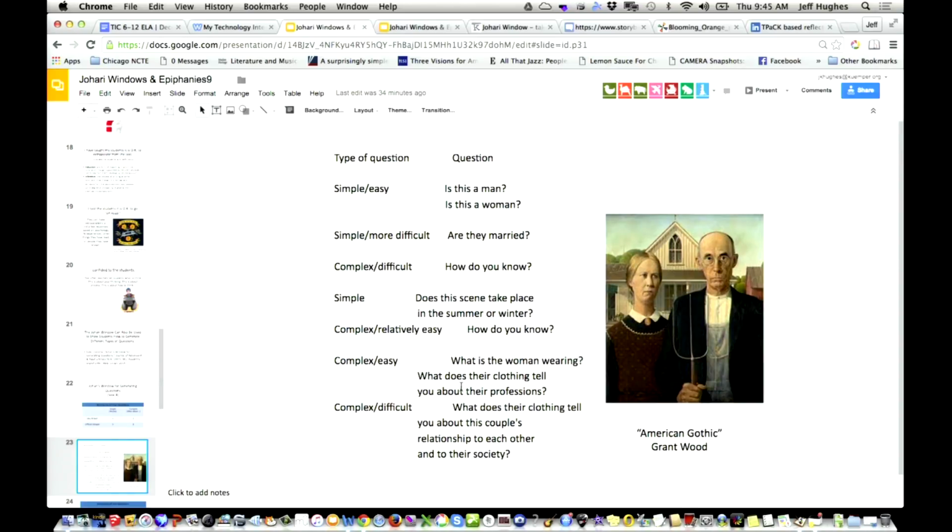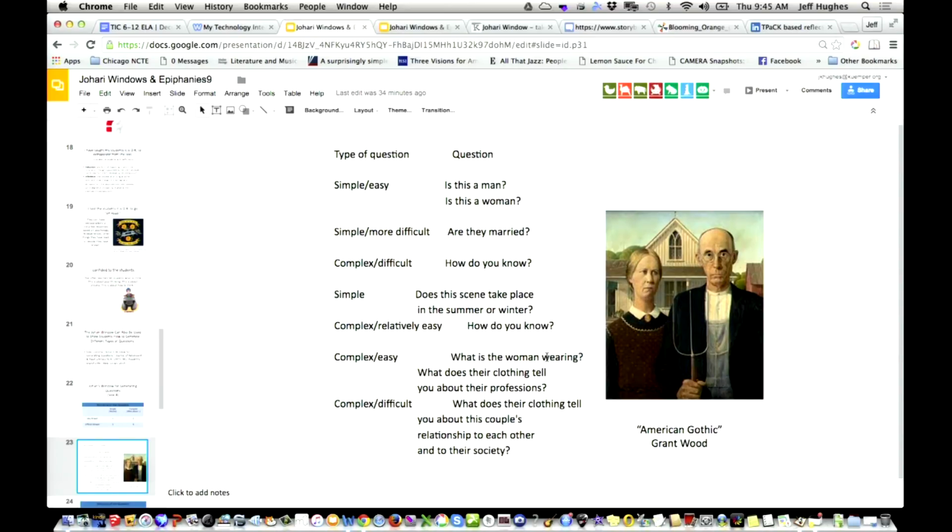Then we can move up to complex answers for easy questions. What is the woman wearing? What does their clothing tell you about their professions? And then quadrant 4, complex and difficult. What does their clothing tell you about the couple's relationship to each other and to their society?